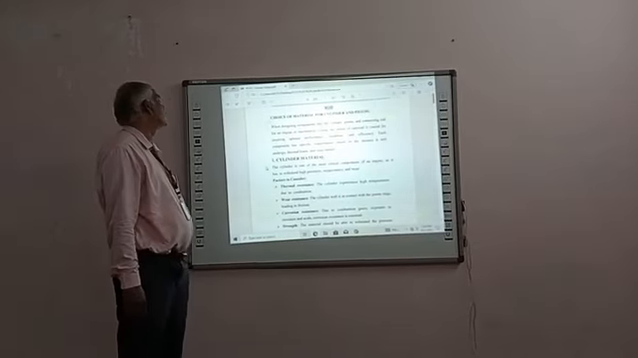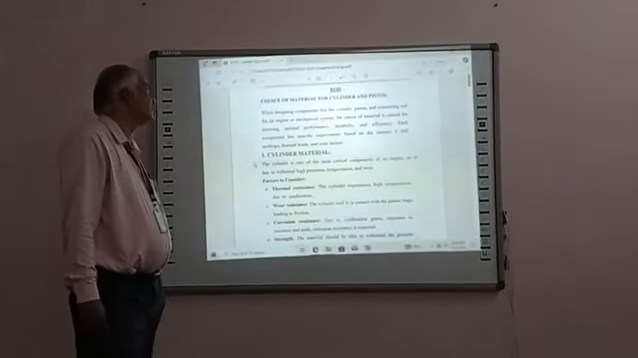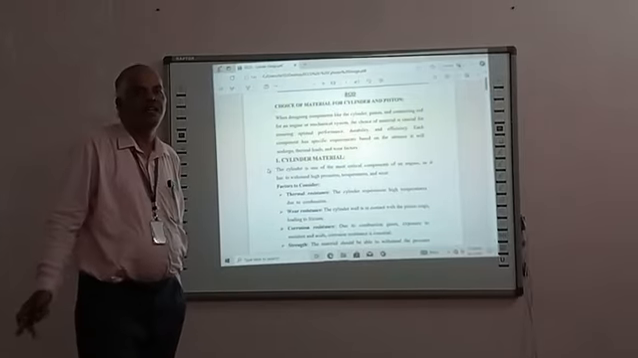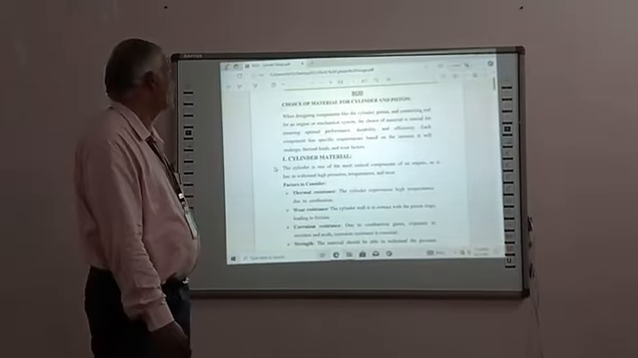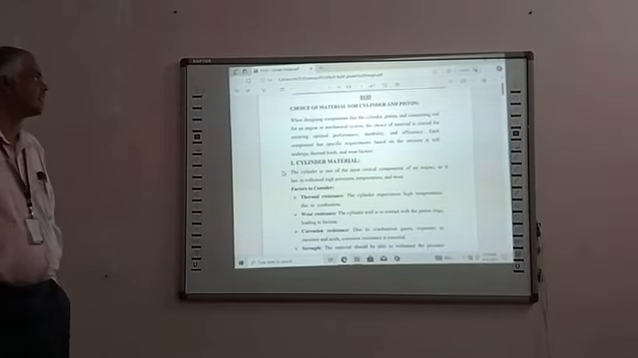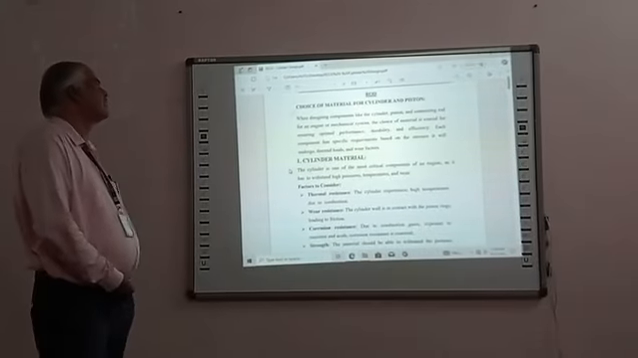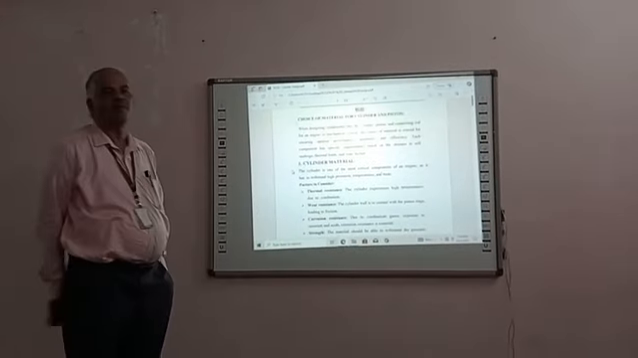Dear students, in second unit we are showing what the design parameters are for cylinder, piston, cantilever, and crankshaft. First, today we will see what cylinder design is. First of all, before design, the material selection is very important.